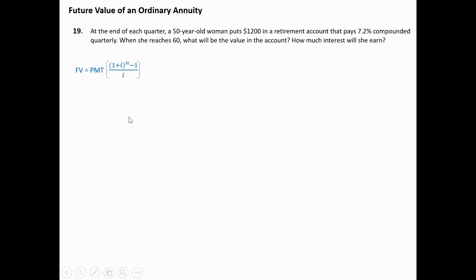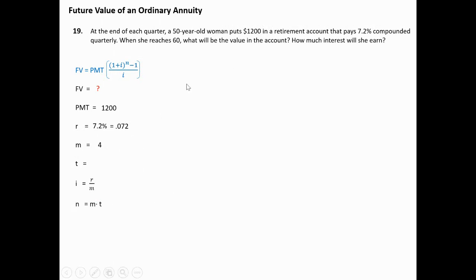There's my formula, a different formula now. So again, we're looking for the future value. The payments are $1,200 every quarter. But first, let's find my interest rate, which is 7.2%, which means 0.072. Compounded quarterly means M is 4. The time is, let me go back. At the end of each quarter.